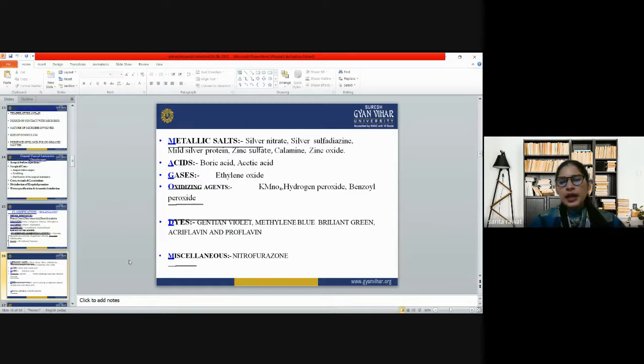Then we have some dyes. They include gentian violet, methylene blue, brilliant green, and polyflavin. Then we have some miscellaneous agents also, like nitrofurazone. Okay, so these are some common examples of disinfectants and antiseptics.